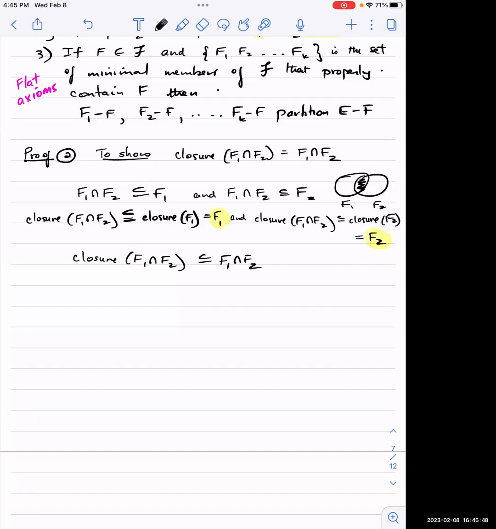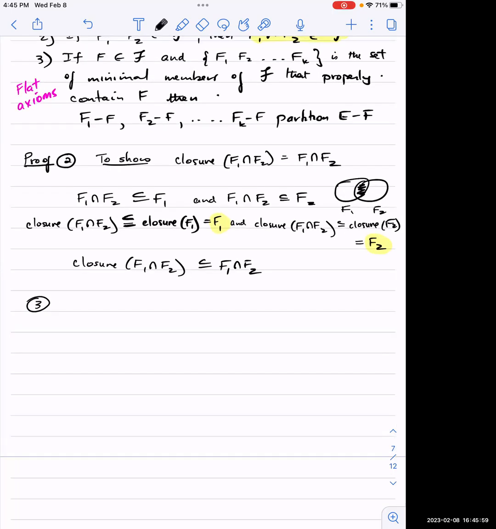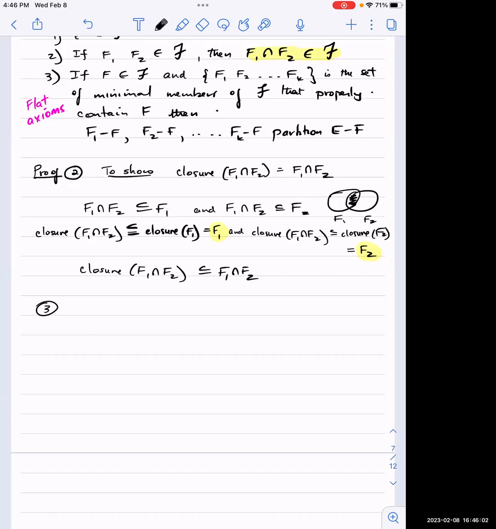And now let's do 3. And yeah, the 3 is the amazing property here. So what are we trying to show? We want to show that it's a partition, right? So you have your selected flat over there, F. You have a set of minimal members of F. That means all the other flats that minimally contain F. And you want to show that that partitions E minus F.